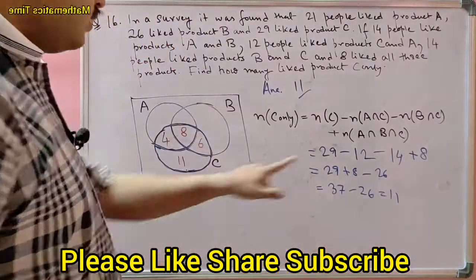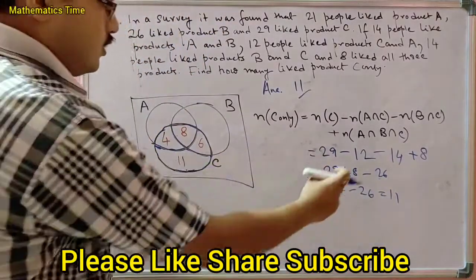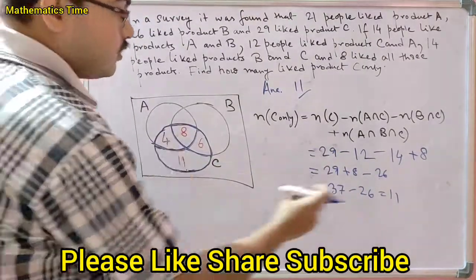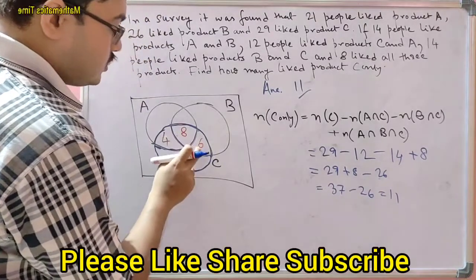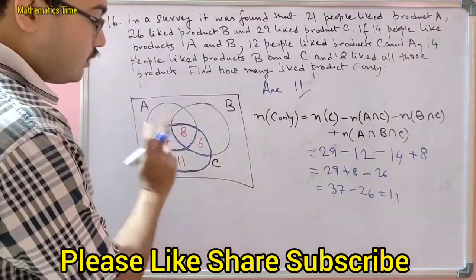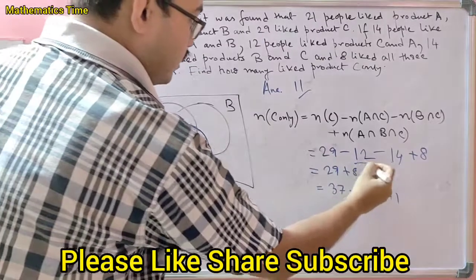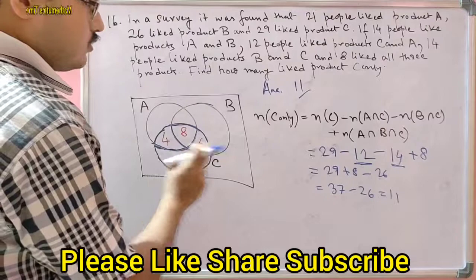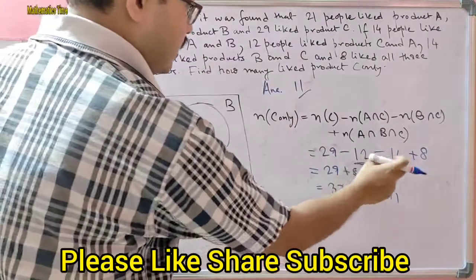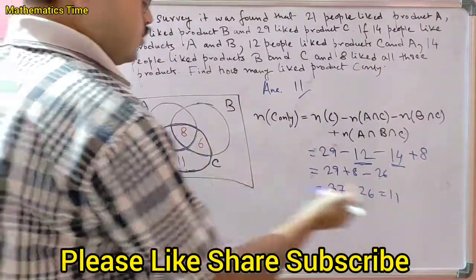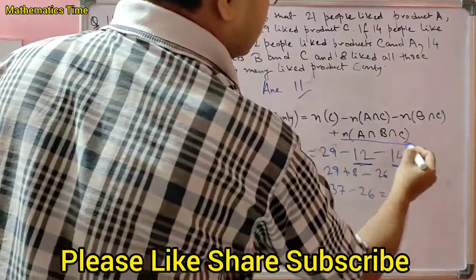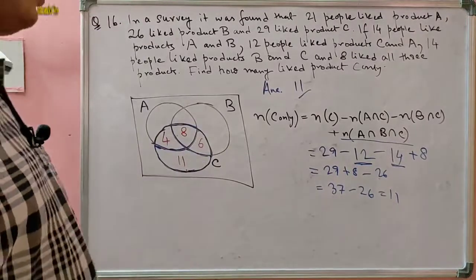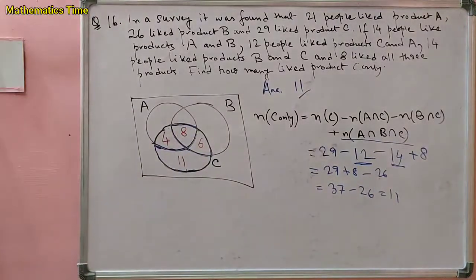If you can see there, n of C is total 29. We are eliminating 12. 12 means 4 plus 8. We are eliminating 14, that is 8 plus 6, 14. So this 8 is eliminated twice here. One in 12, that is 4 plus 8, another in 8 plus 6, 14. This 8 is included in here and here. We have to eliminate it only once, so we added this one at the end. In the previous problem, this is why we added this thing. You might understand here. So this is how we can solve this problem.